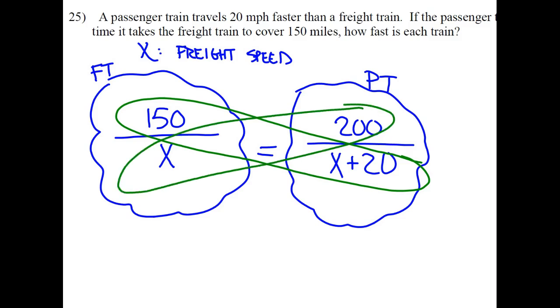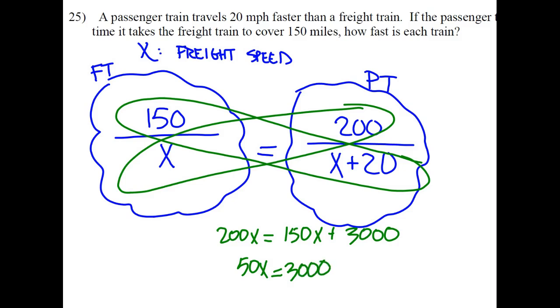Use your cross products, set those equal, solve away. 200x is equal to 150x plus you got to distribute that 150, right? So that's going to be 150 times 20, that's 3,000. Okay, subtract the 50x from the other side. I'm going to get 50x is equal to 3,000. So that's going to be 60 miles an hour. 60 miles per hour for the freight train. And the passenger train was 20 faster, so that's going to be 80 miles per hour.